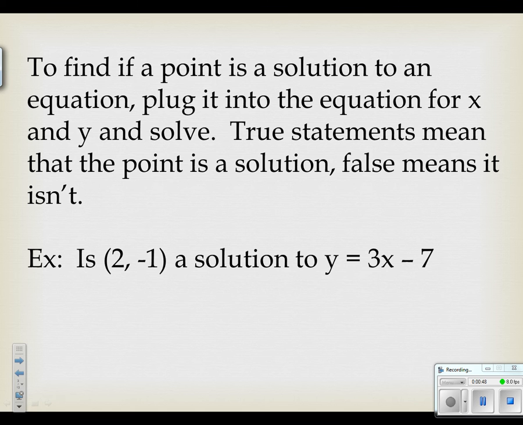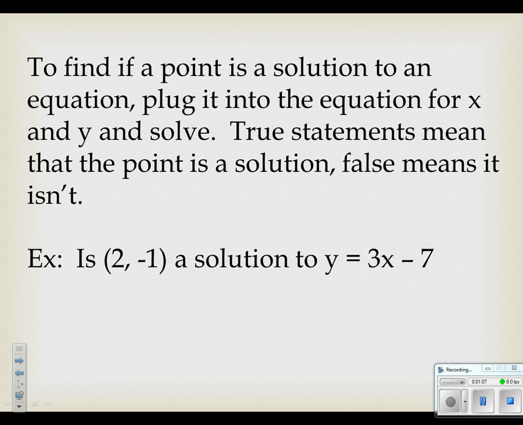Checking to see whether a given point is a solution to an equation. We're going to take the given point, the given x, y, fit it into the equation and solve. True statements are going to mean that the point is a solution. False statements will mean that it is not. So let's do an example of that together here.